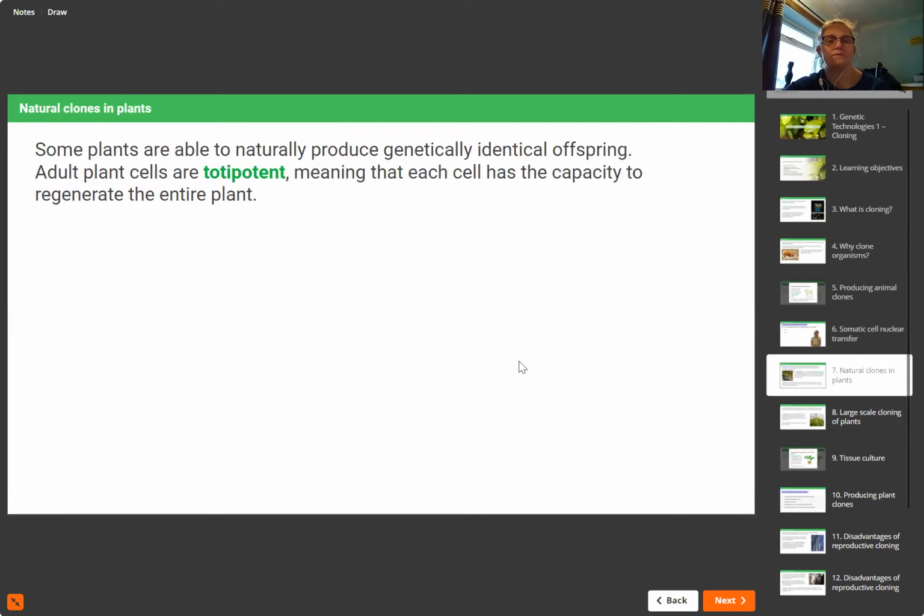It's not, it's true. Some plants are able to naturally produce genetically identical offspring. When we've talked about stem cells before, we call them totipotent, and that means each cell has the capacity to regenerate the entire plant. So adult plant cells are totipotent, and from one of those cells, they can regenerate the entire plant.